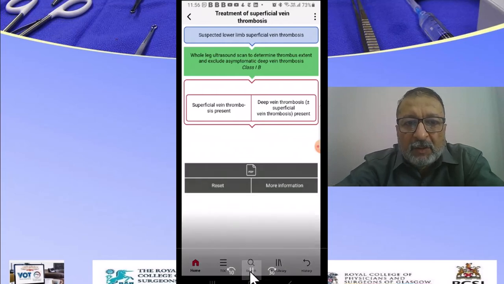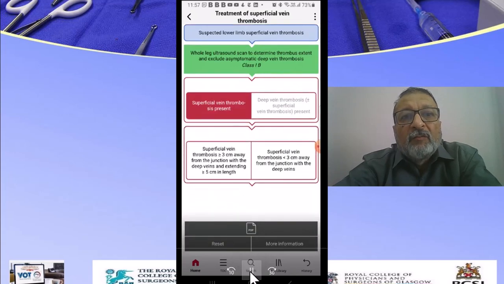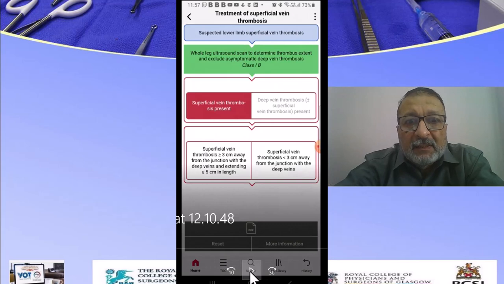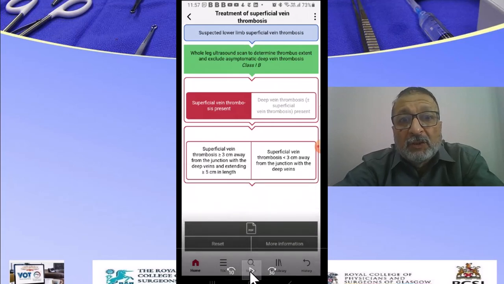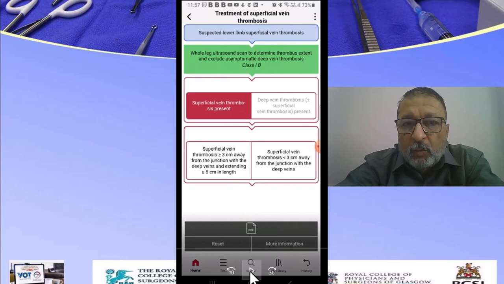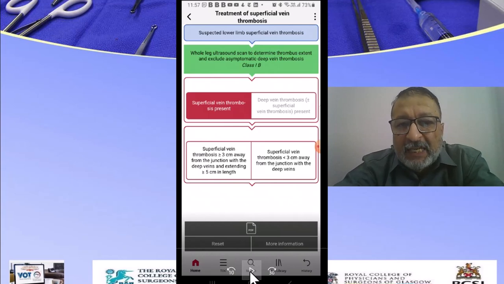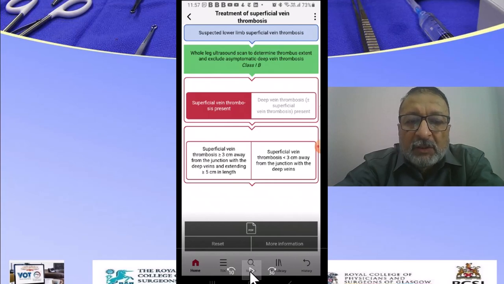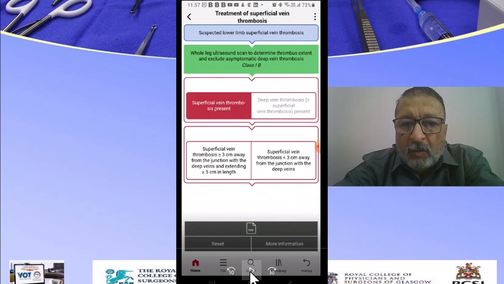If you press on superficial thrombophlebitis, you will get the category of, is it less than 3 centimeters away from the junction with the deep vein or extending more than 5 centimeters, or is it more than 3 centimeters away from the junction. So one option will be a little bit dangerous superficial thrombophlebitis, and one is less dangerous. So you need to classify into these two categories. Let us see the commonly seen one, which is the one which is more dangerous. Let us see what you will do.